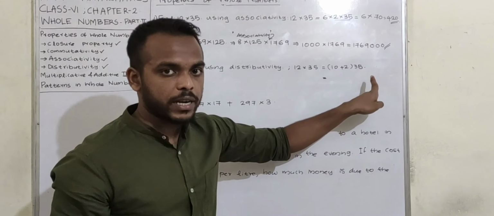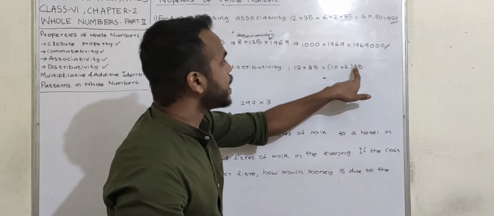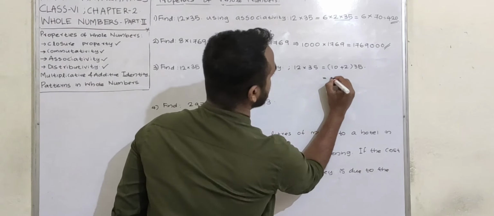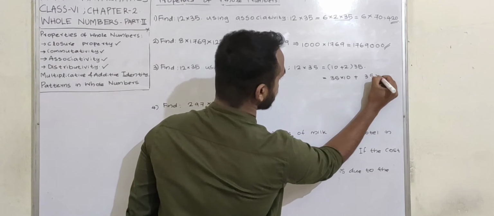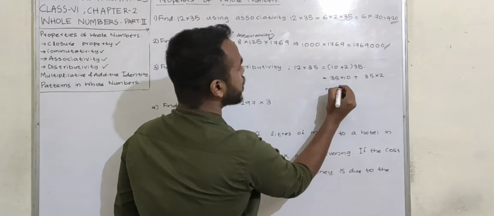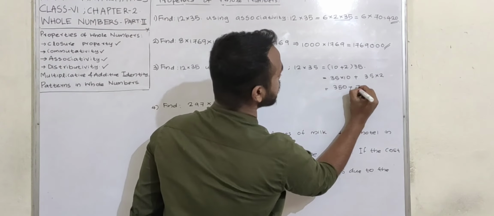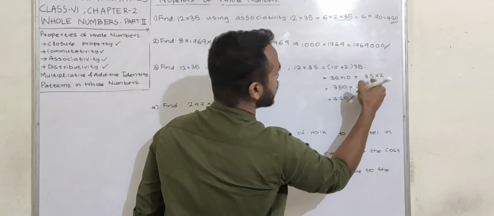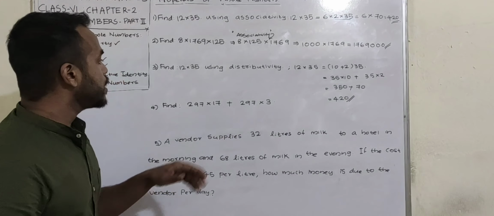Now, distributive property. I hope you remember this one. So, this can be written as 35 into 10 plus 35 into 2. What is 35 into 10? It is 350, plus 35 into 2 is 70. So, the answer becomes 420. The same that we have got there. Moving on to the fourth question.